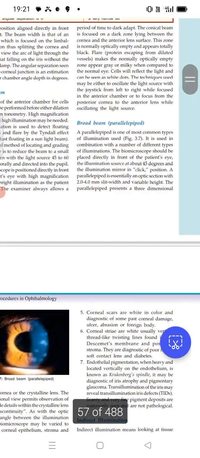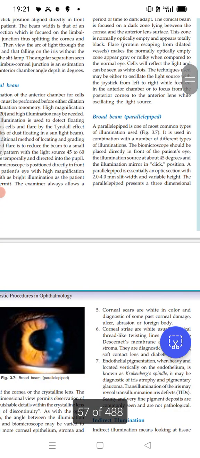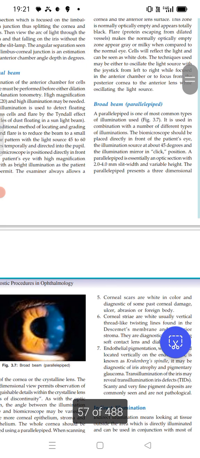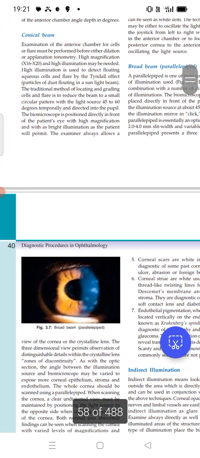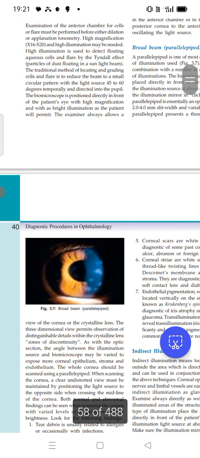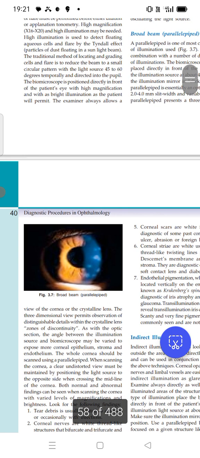For seeing the parallelopiped beam, the biomicroscope should be placed directly in front of the patient's eye, the illumination source about 45 degrees and the illumination mirror in click position. The slit width is around 2 to 4 millimeter. You should remember it is the broadest beam. So 2 to 4 millimeter slit width and variable height can be used. The parallelopiped presents a three-dimensional view of the cornea and the crystalline lens. A three-dimensional view permits observation of distinguishable details, and in the crystalline lens, zones of discontinuity we can also see.